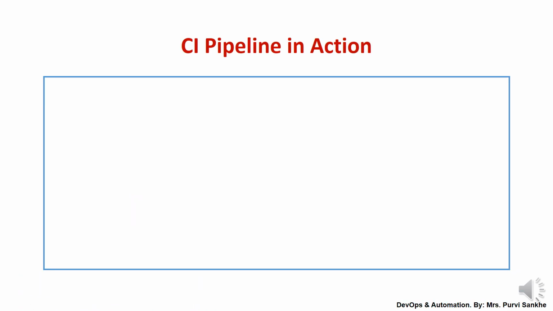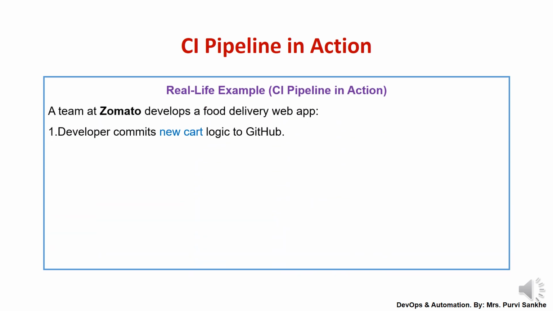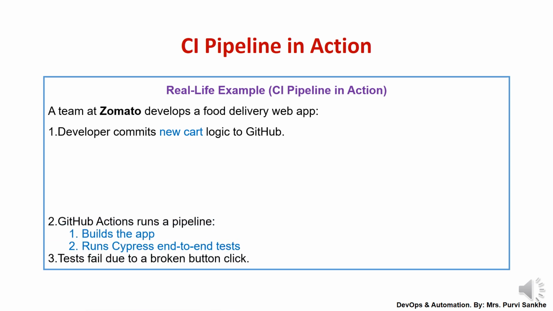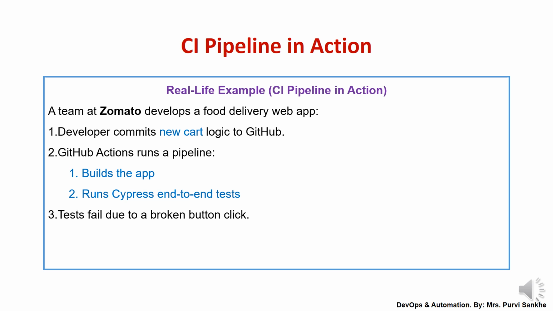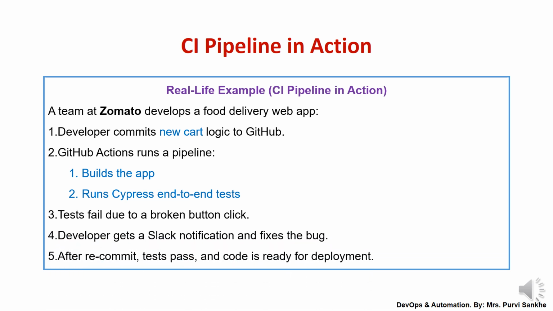One real life example of a CI pipeline is Zomato. A team at Zomato develops a food delivery web application where the developer commits a new cart logic to GitHub. GitHub Actions runs a pipeline, builds the app, runs Cypress end-to-end tests, then the test fails due to a broken button click. The developer gets a Slack notification and fixes the bug. After recommit, tests pass and the code is ready for deployment. Okay. So this is about continuous integration in DevOps.